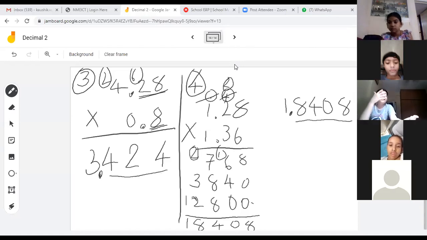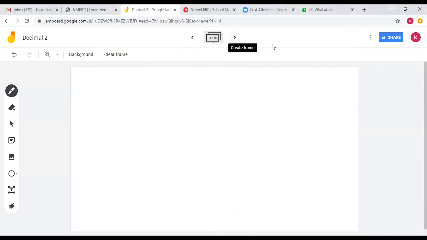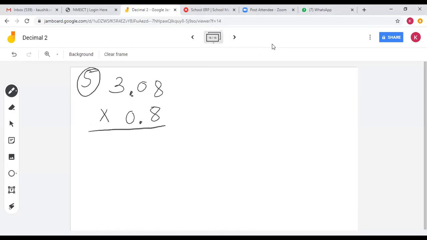Let's take one more example. 1.8408. Yes, correct answer. Very good. Let's do one more example. Number 5. 3.08 multiplied by 0.8. You find me the answer for this one.